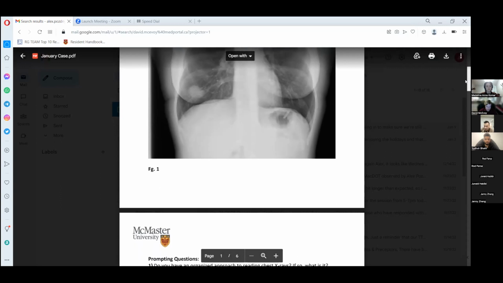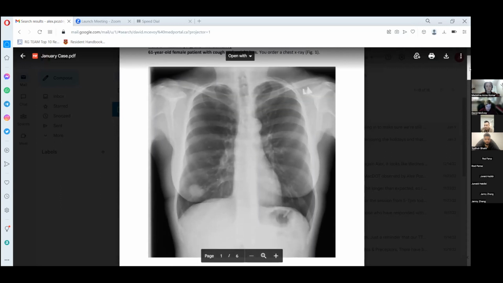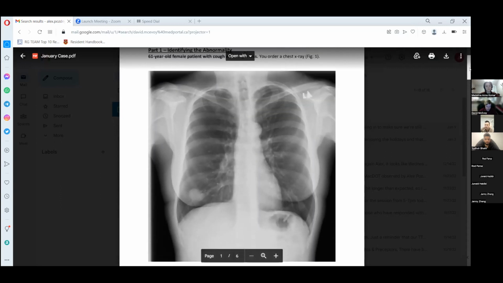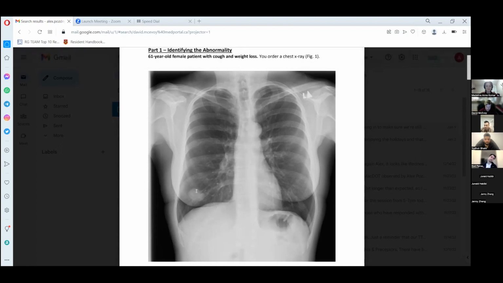Let me see if we have more. Okay. And we can go over some of the prompting questions. But first of all, does anyone notice anything abnormal about this chest radiograph? Any volunteers? It looks like an opacity in the right lower lung. Yeah, very good. I think this circular structure here is definitely concerning.